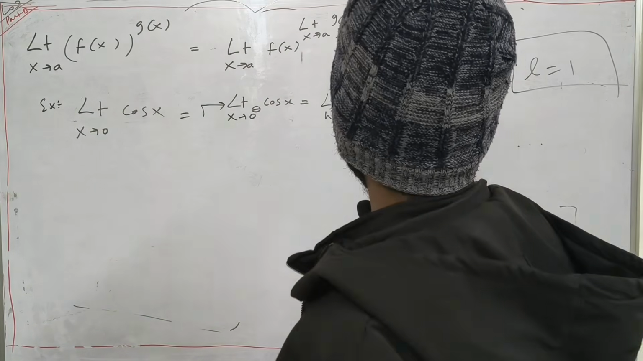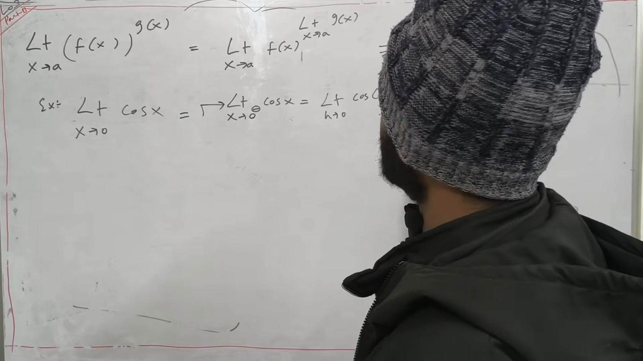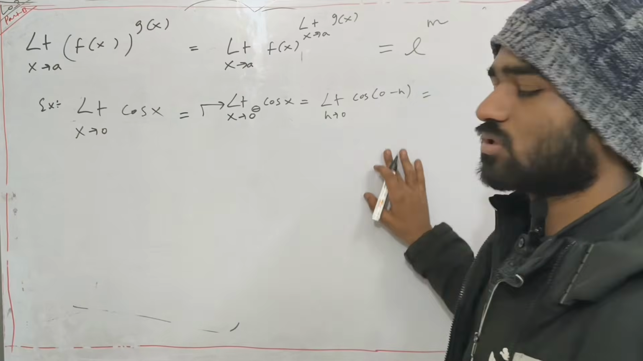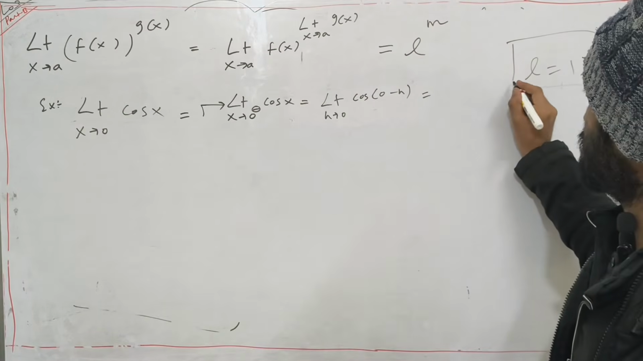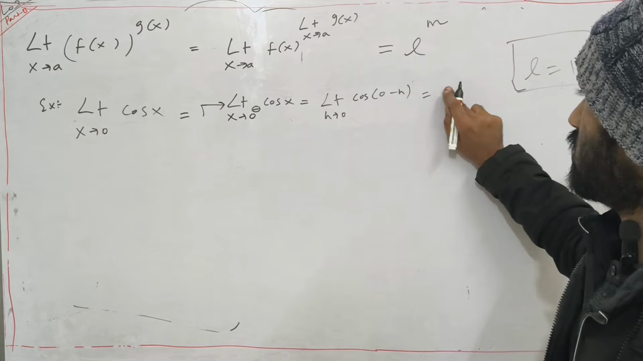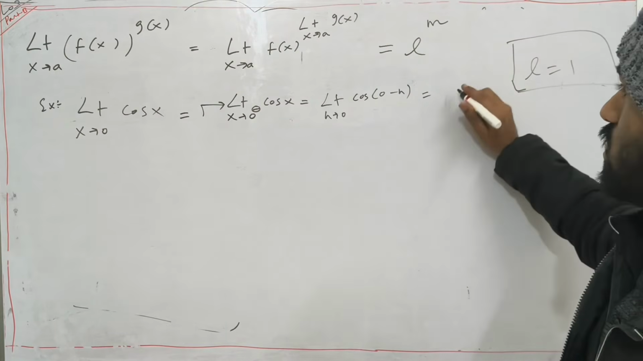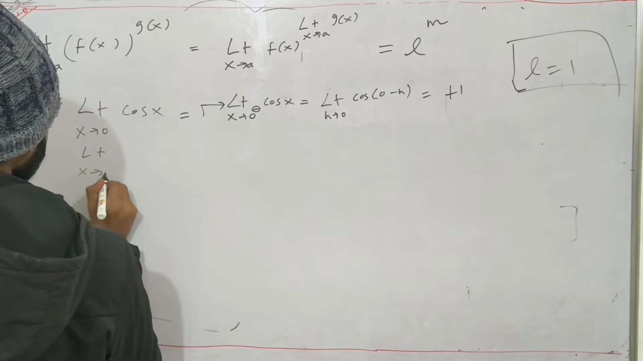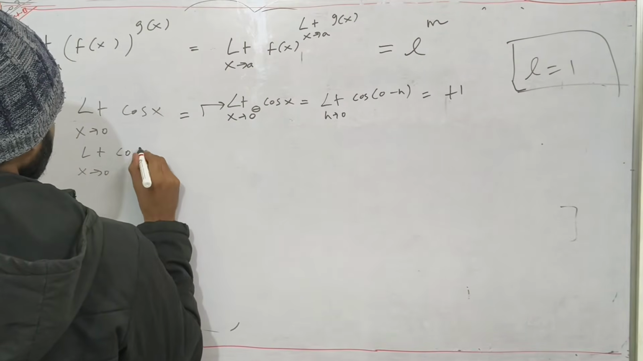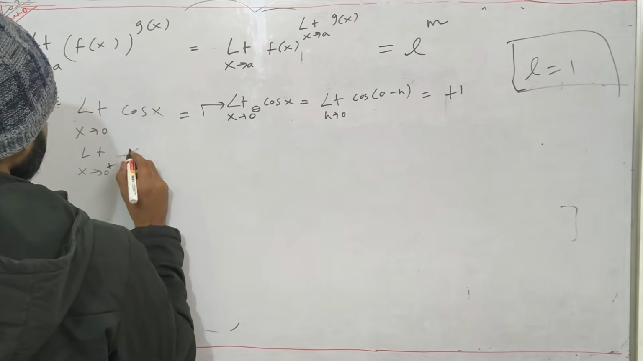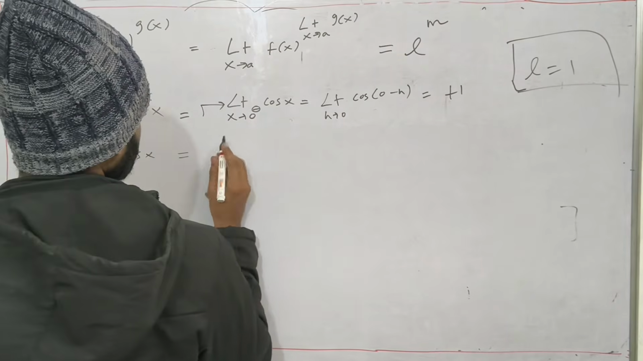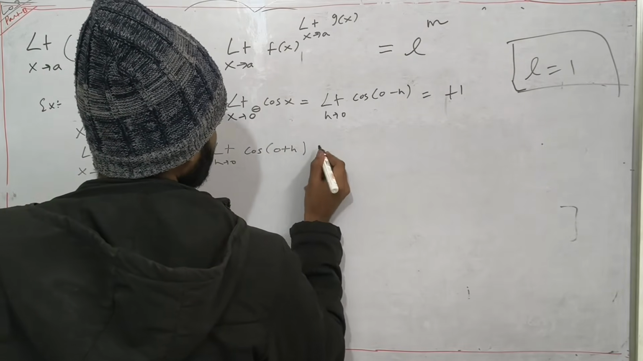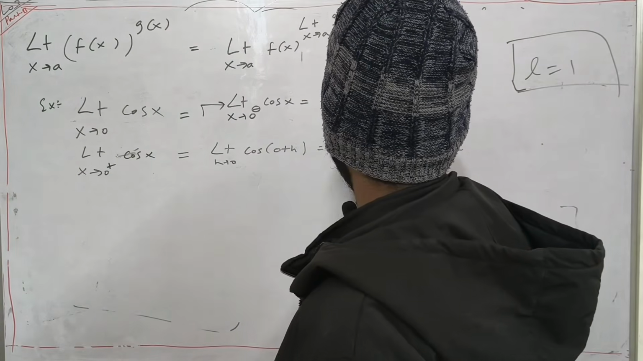Okay, this is equal to cos of 0 minus h, which is cos h, as cos of minus h is cos plus h. And as h tends to 0, cos h is plus 1. Similarly, the right hand limit, x tends to 0 plus of cos x, equals limit h tends to 0 of cos of 0 plus h, which equals limit h tends to 0 of cos h, again plus 1.